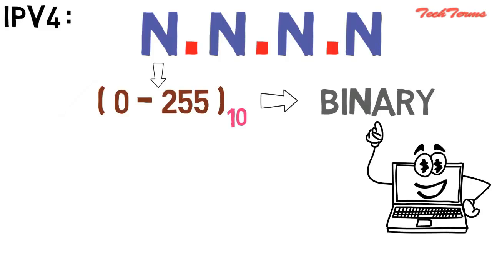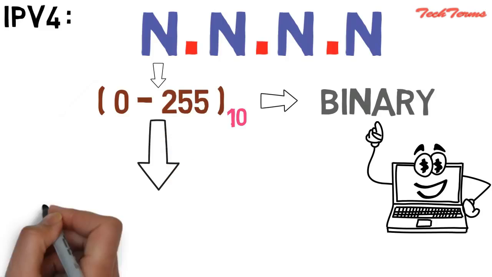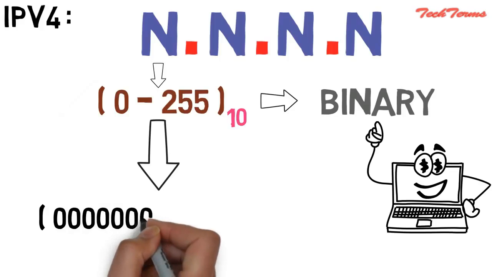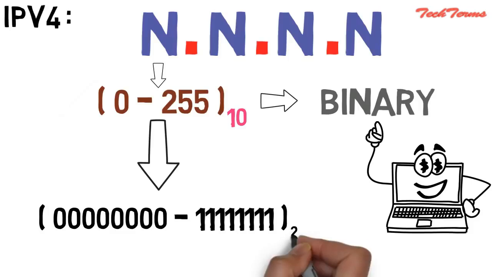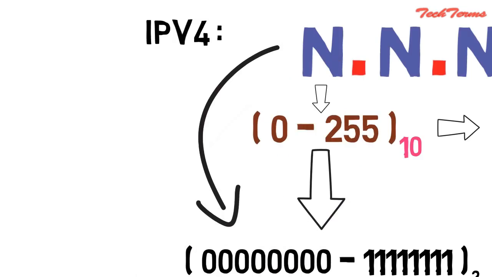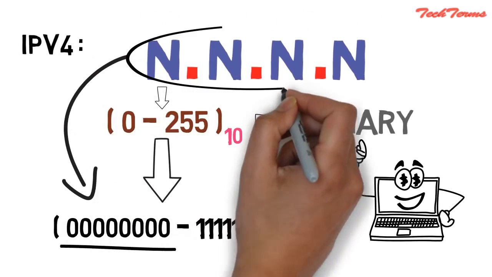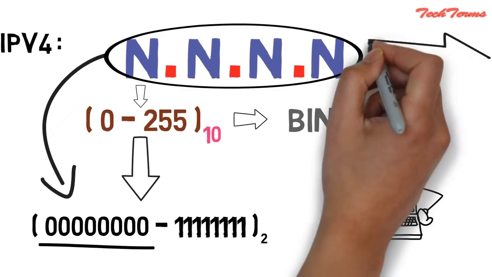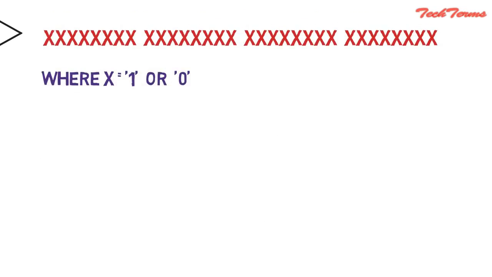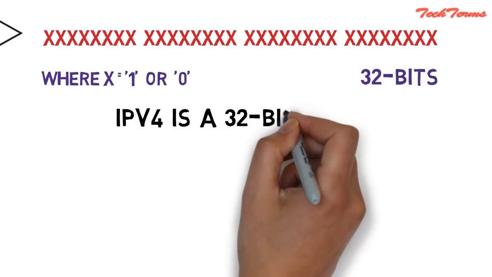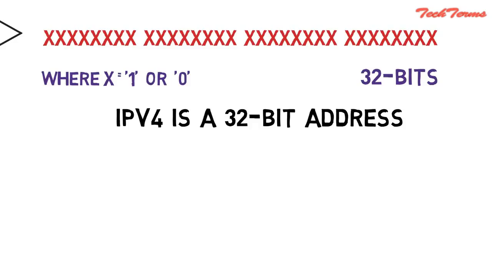Therefore, in binary, this range can be written as 00000000 to 11111111. Since each number is represented by a group of 8 binary digits, the whole IPv4 address is represented by a sequence of 32 ones and zeros, or simply, by a sequence of 32 bits. So IPv4 is a 32-bit address.